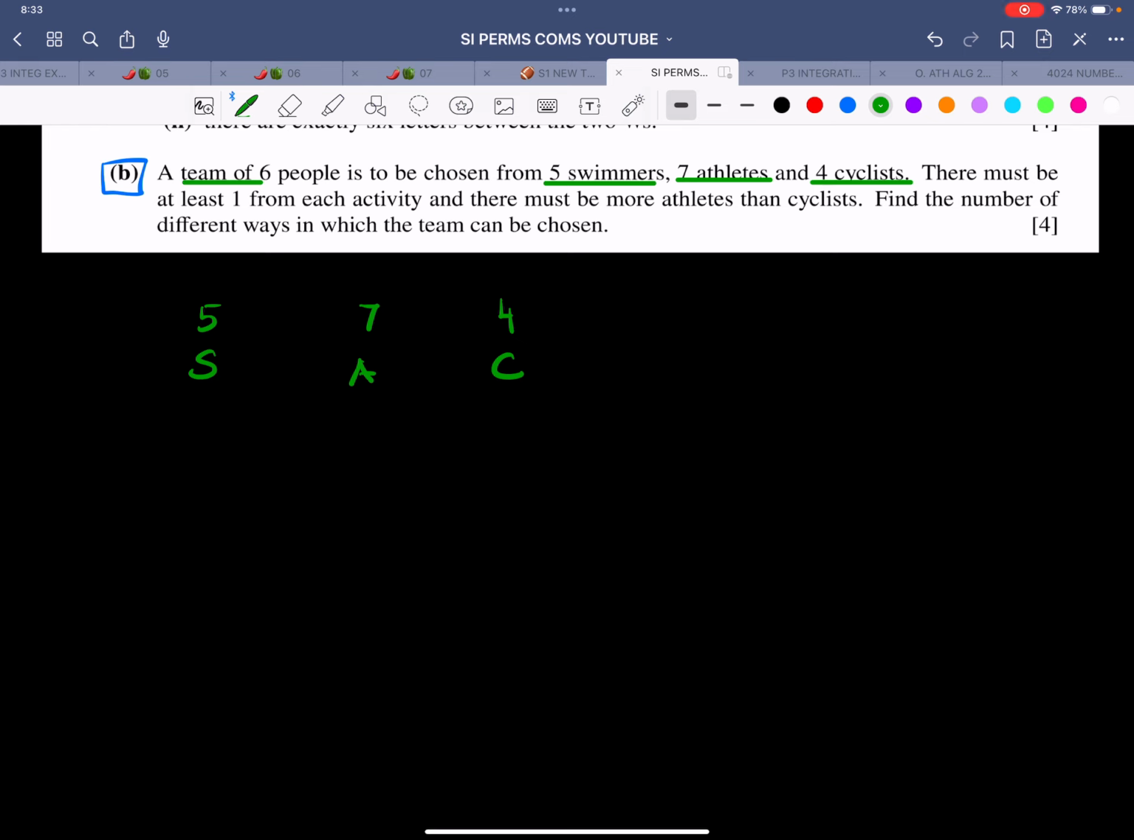Now, what are the conditions? The condition is there must be at least one from each activity. That is swimmer or athlete or cyclist, there should be at least one from each. And at the same time, what else is there? There must be more athletes than cyclists. Find the number of different ways in which the team can be chosen. So we see the word chosen over here. That means this is about combination.